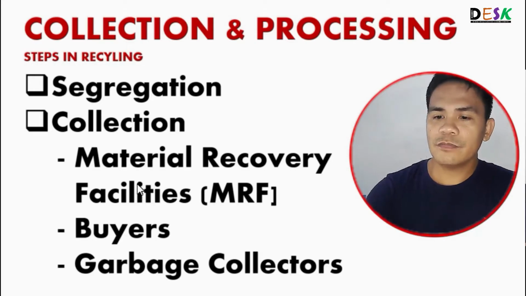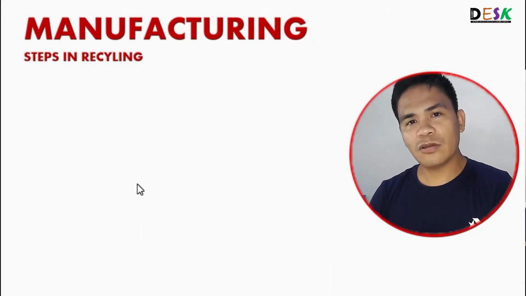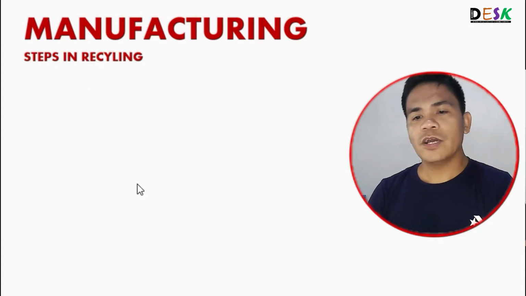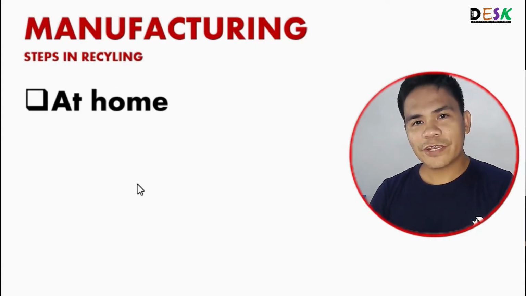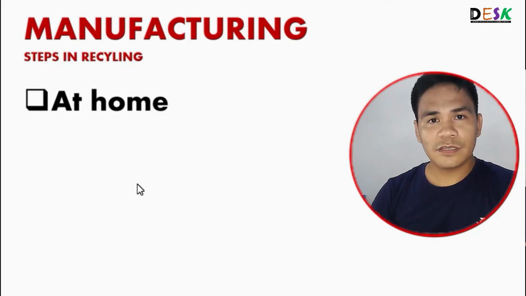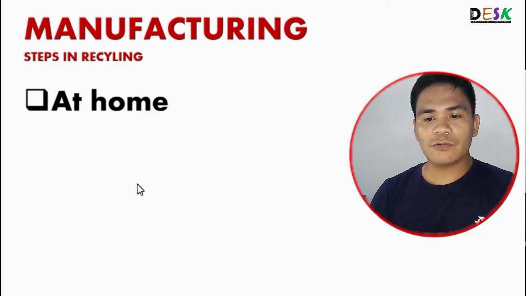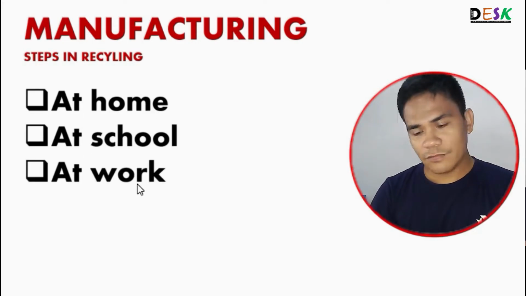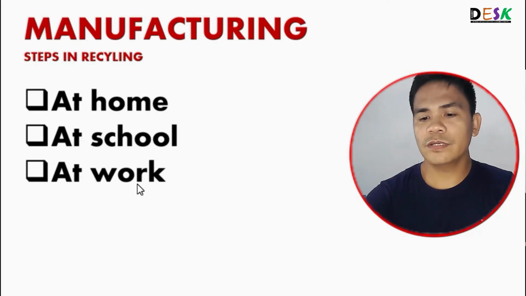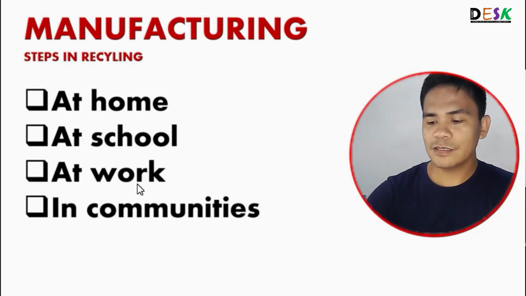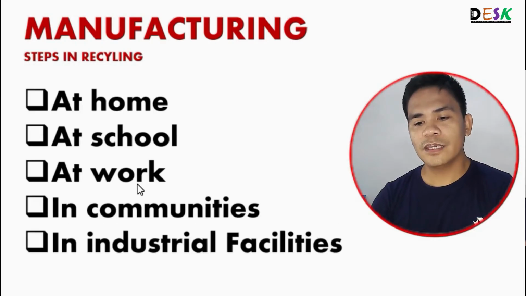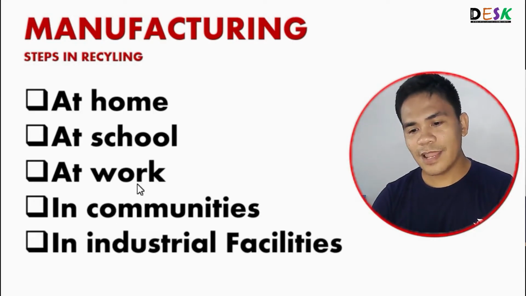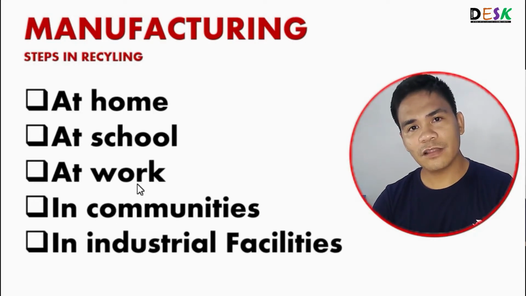Now the next step is called manufacturing. This is the longest process actually of steps in recycling. Now we can manufacture recycled items at our houses, at our schools, at work. If you are a worker, you can do it in our communities and also in industrial facilities. The last one, the industrial facilities of the large-scale recyclers of all time.